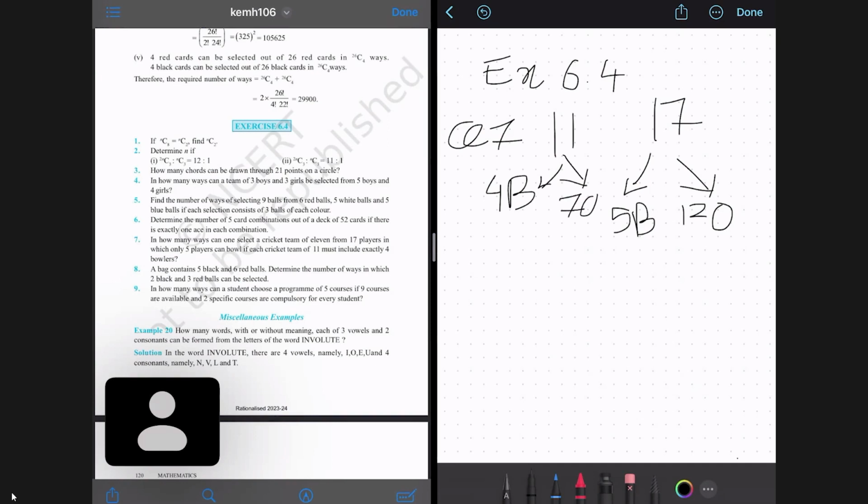So of these 5 bowlers, we need to select 4 bowlers, and of this remaining 12 players, we need to select 7 other players.